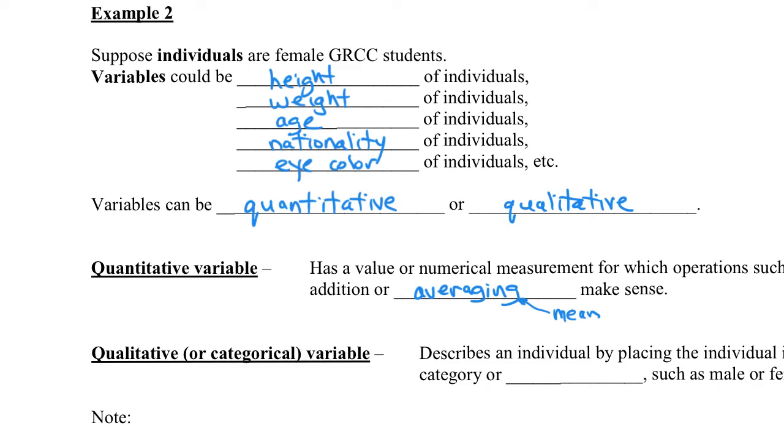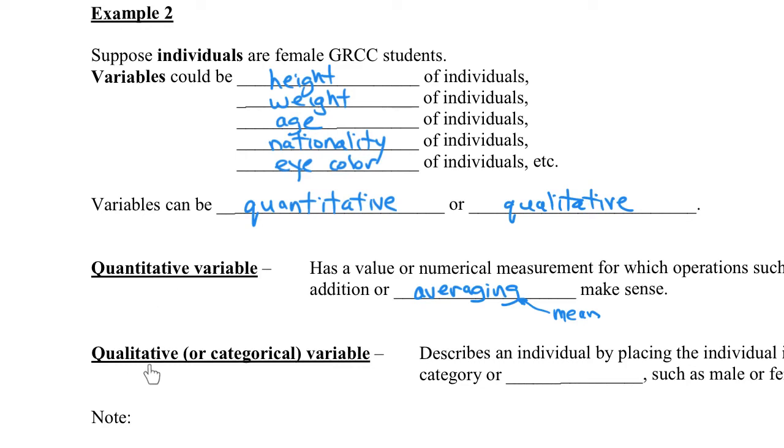So if you're trying to figure out the average age of a student's car, you could definitely find the mean age of a car, right? What about the mean make of a car or the mean color of a car? Those wouldn't make sense, right? So they wouldn't be a quantitative variable. So if you have a numerical measurement and taking an average would make sense, then you've got a quantitative variable.